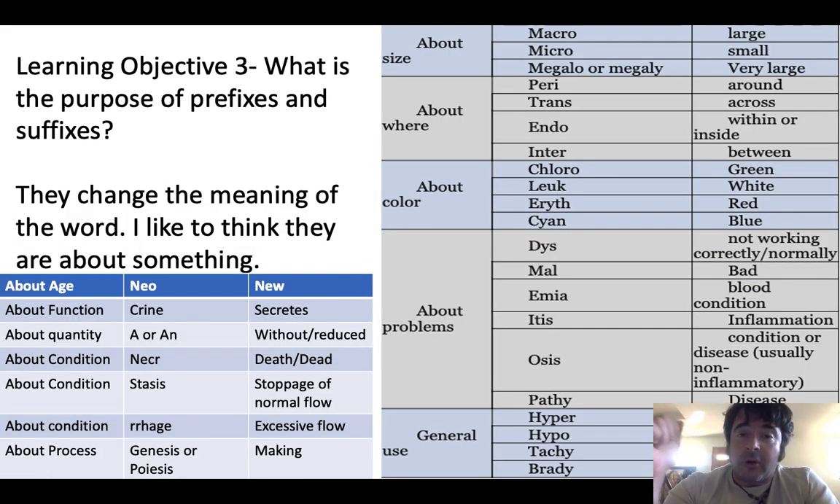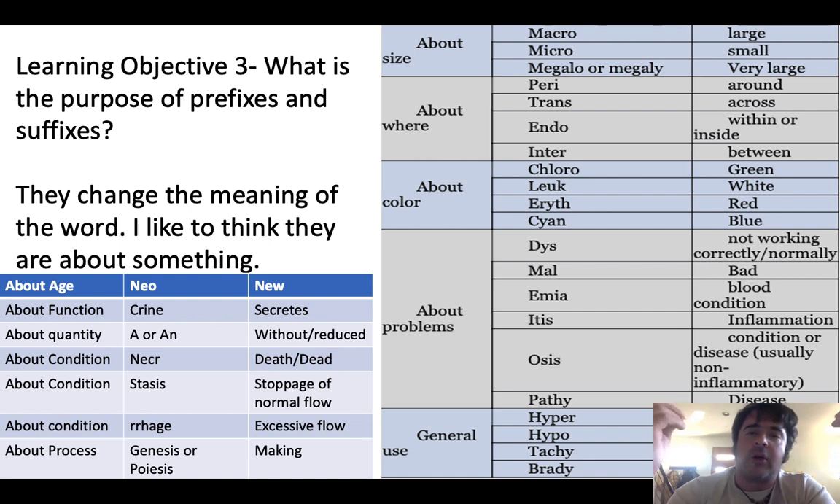So medical terms tend to have a prefix, a root, and a suffix, or just a root and a suffix. It's very common to just have a root and a suffix. And when I think about prefixes and suffixes, I think of them as being about something. They change the meaning of the word, and what are they about? What are they talking about?